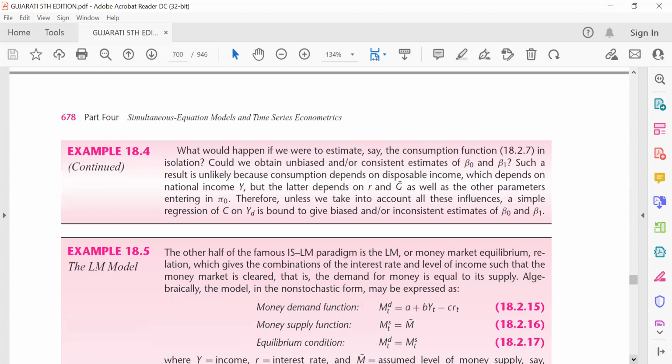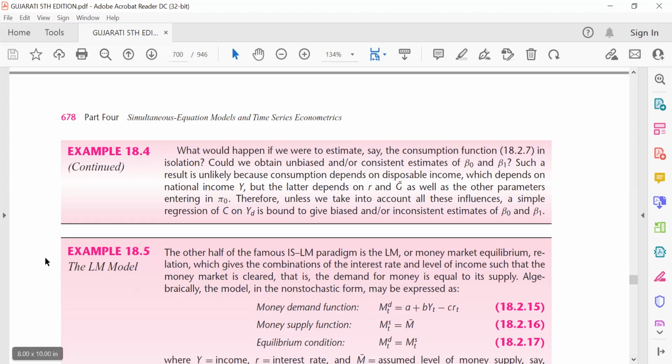What would happen if we were to estimate the consumption function in equation 18.7 by OLS? Could we obtain unbiased or consistent estimates of beta 1, beta 2? The result is unlikely, because consumption depends on disposable income, which depends on the national income, and is also determined by the interest rate and government expenditure. So we cannot directly use OLS to calculate the structural coefficients of the equation.